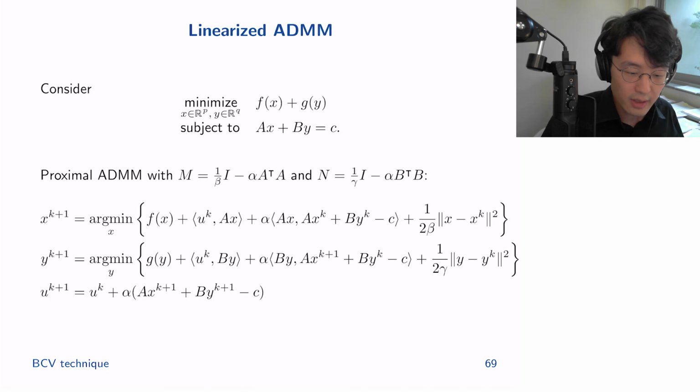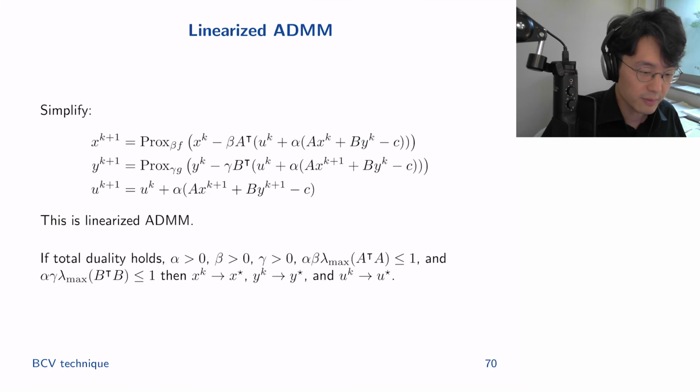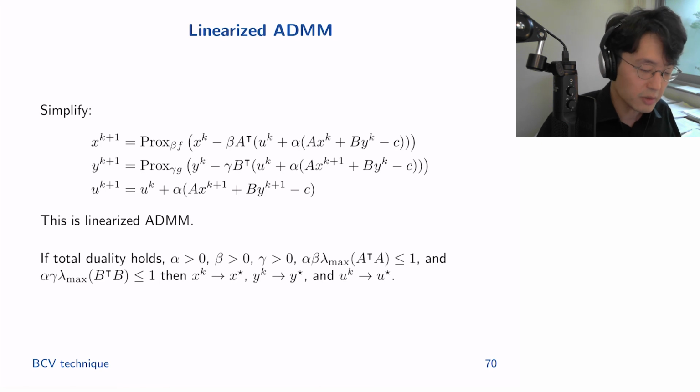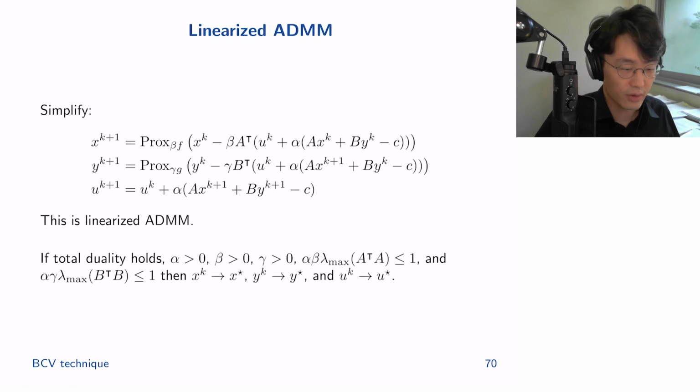And now that the only quadratic term is just the Euclidean norm squared without any additional matrices, we can write these arguments as proximal operators. So this three-line expression describes linearized ADMM, where in the first step we perform a proximal operator with respect to f. In the second step, we perform a proximal operator with respect to g, and then in the third step, we perform the usual dual update. This method is referred to as linearized ADMM. If strong duality holds, alpha, beta, gamma are all positive, and the step sizes satisfy this condition and this condition, then the primal iterates converge and the dual iterate converges.